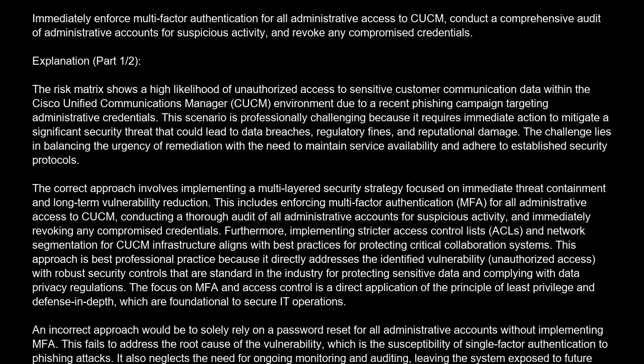Furthermore, implementing stricter access control lists, ACL, and network segmentation for CLICA infrastructure aligns with best practices for protecting critical collaboration systems. This approach is best professional practice because it directly addresses the identified vulnerability, unauthorized access, with robust security controls that are standard in the industry for protecting sensitive data and complying with data privacy regulations. The focus on MFA and access control is a direct application of the principle of least privilege and defense in depth, which are foundational to secure IT operations.